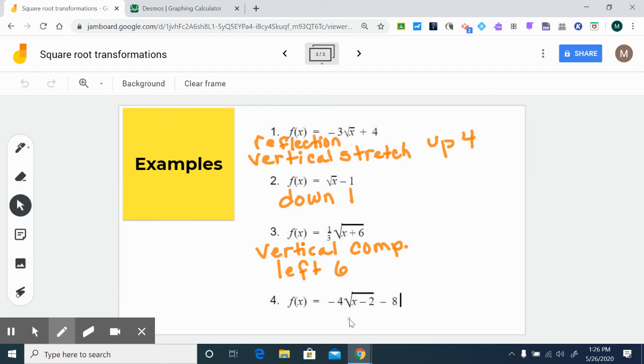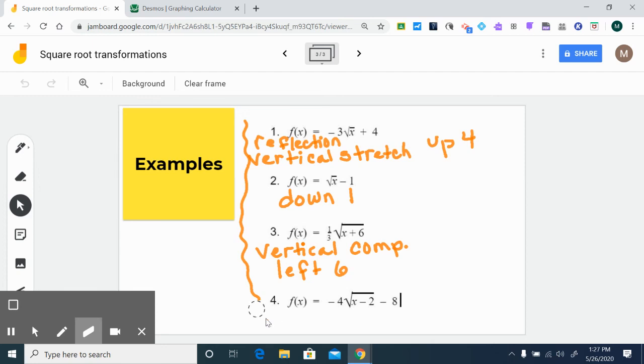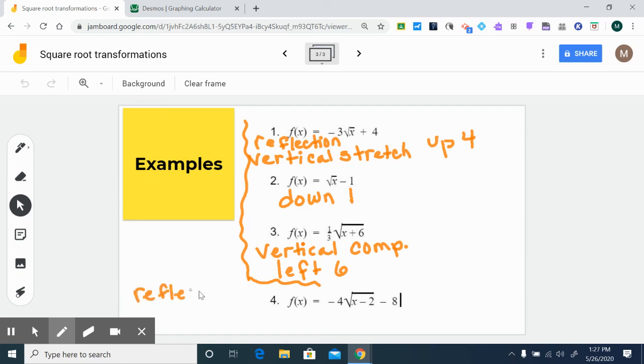Last but not least, we have this number 4. It's doing a whole lot of things. We have a negative, we have an a value, we have an h value, and we have a k value. So I'm going to probably just do a little squiggle here. And I'm going to start way over here. Alrighty, so that negative means that we have a reflection across the x-axis. The 4, since it's bigger than 1, means that we have a vertical stretch.